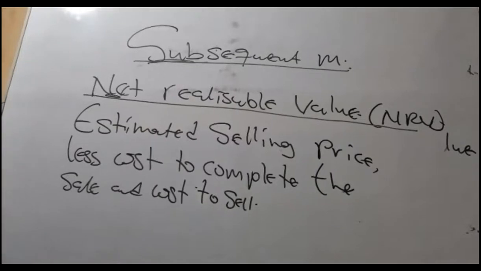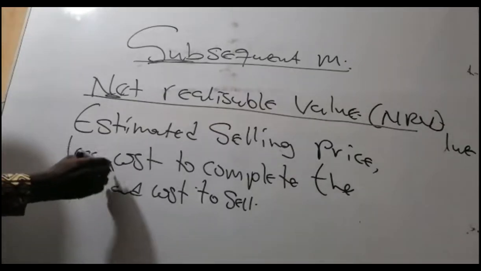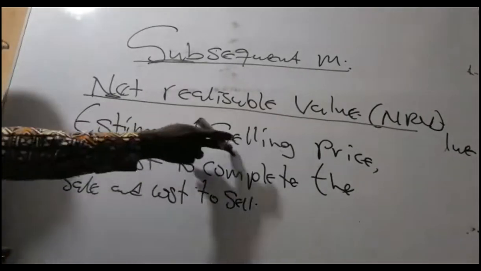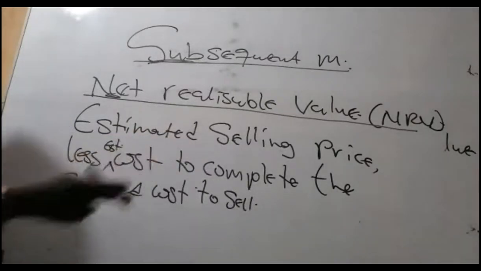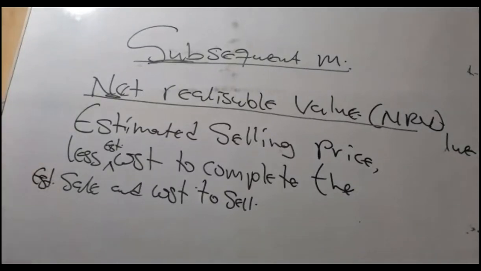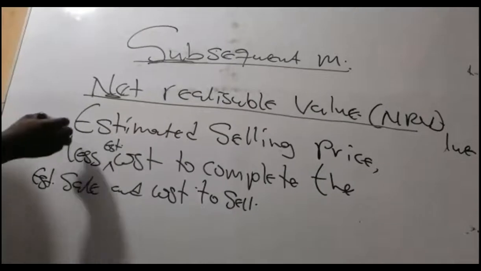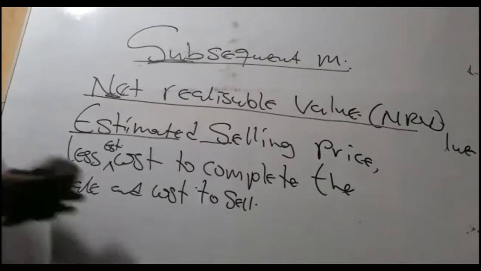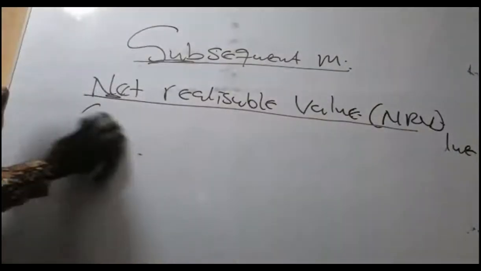Now, NRV simply means estimated selling price less estimated cost to complete. In fact, let me add the estimate. In fact, estimate must be attached to all of them, because all of them are estimates. So estimated selling price less estimated cost to complete and less estimated cost to sell. So the estimate must appear 3 times. One attached to the selling price, one attached to cost to complete. So that is it. Now let me put them in a nice formula for you.